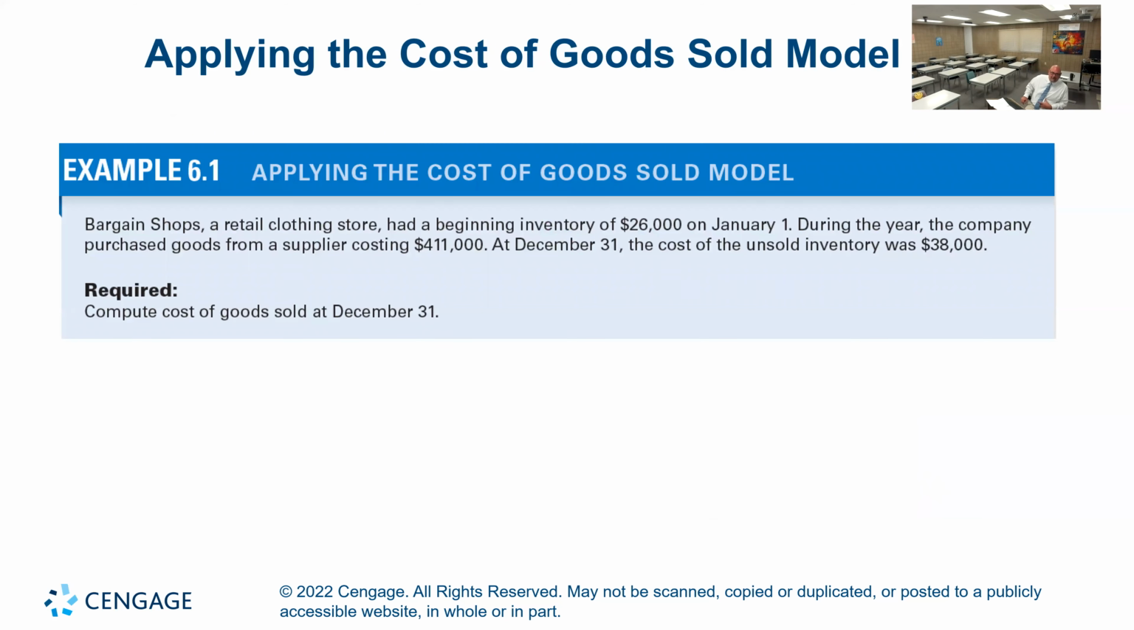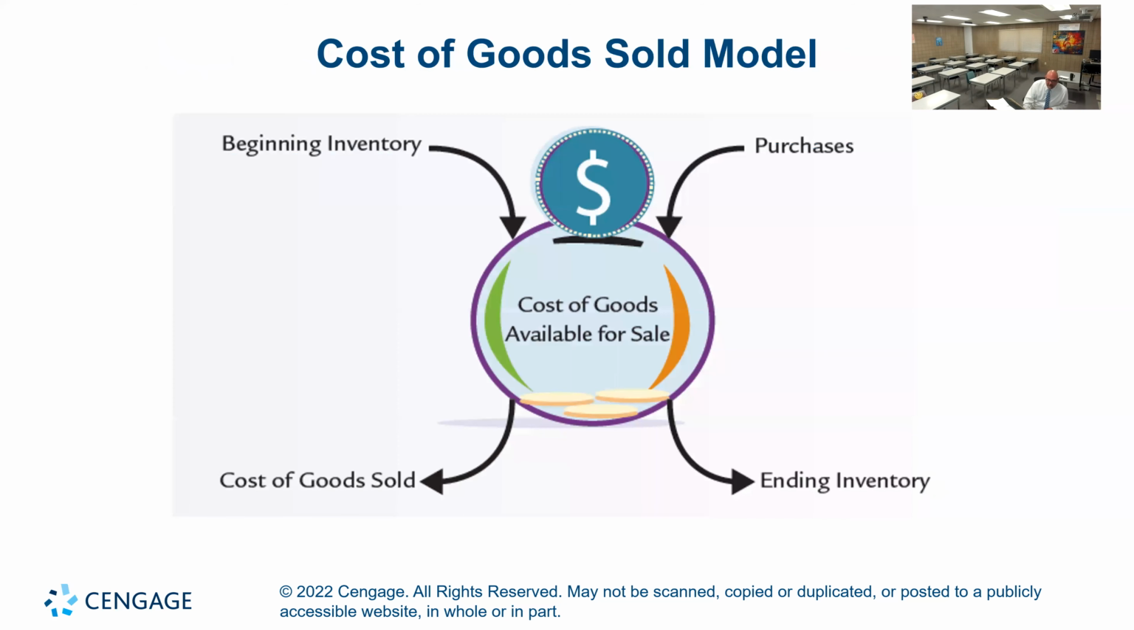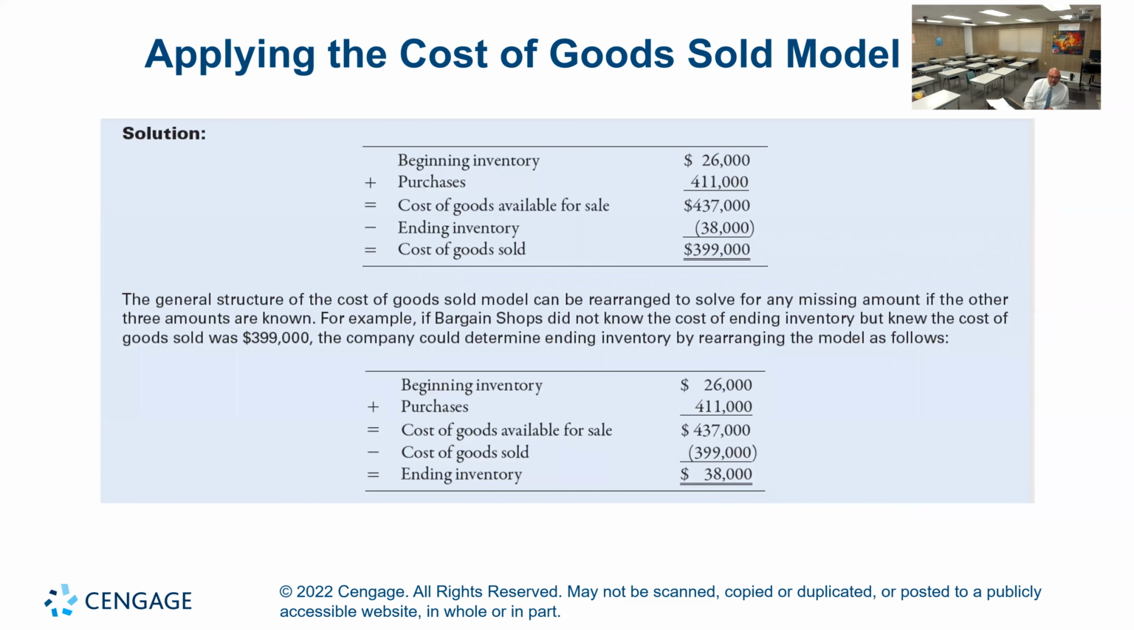Okay, so here's an example of that. We have beginning inventory of $26,000. The company purchased goods from a supplier costing $411,000 on December 31st. The cost of the unsold inventory was $38,000. So we take our beginning inventory plus our purchases, 411,000 plus 26,000 gives us 437,000 as our COGA, cost of goods available. Subtract out the ending inventory that we went in and counted, 38,000. So we find that our cost of goods sold for the period was $399,000.